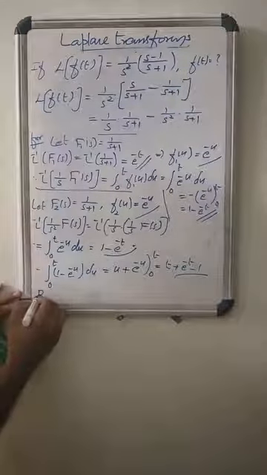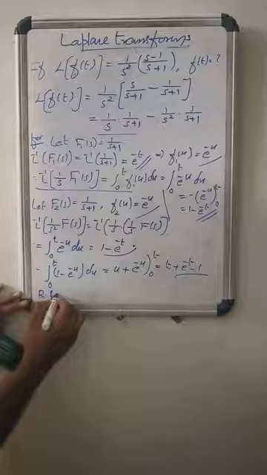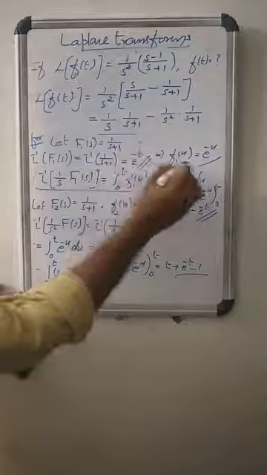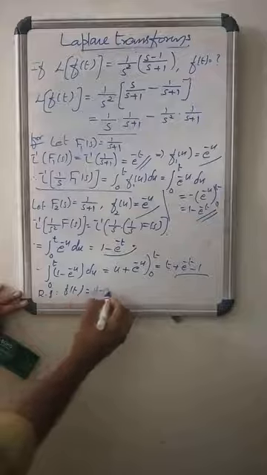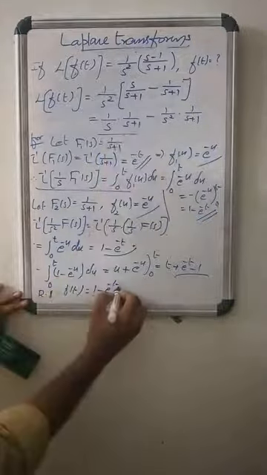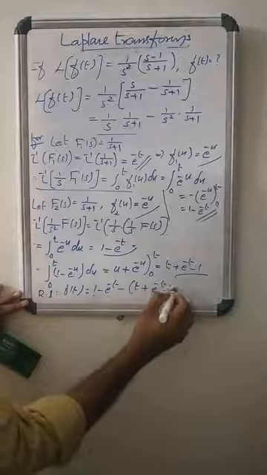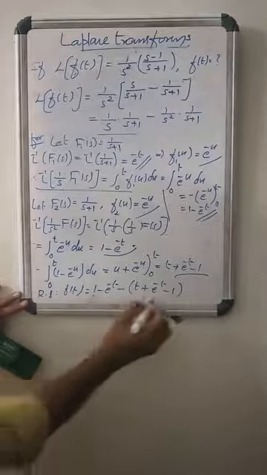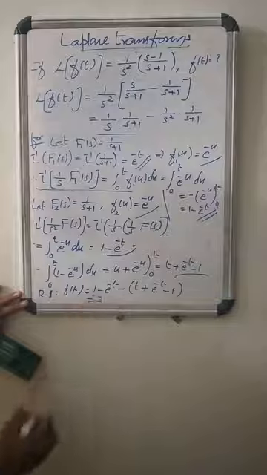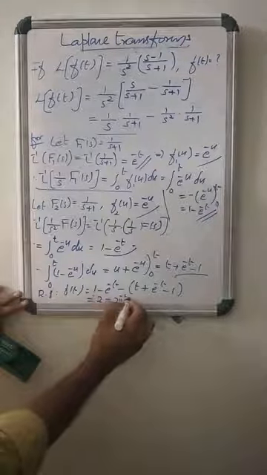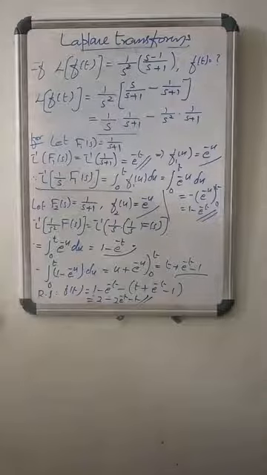Therefore, the required result, the function f(t), is 1 minus e power minus t minus t plus e power minus t minus 1. So it is 1 minus 1 plus 2 minus e power minus t minus e power minus t, that is 2 e power minus t minus t.